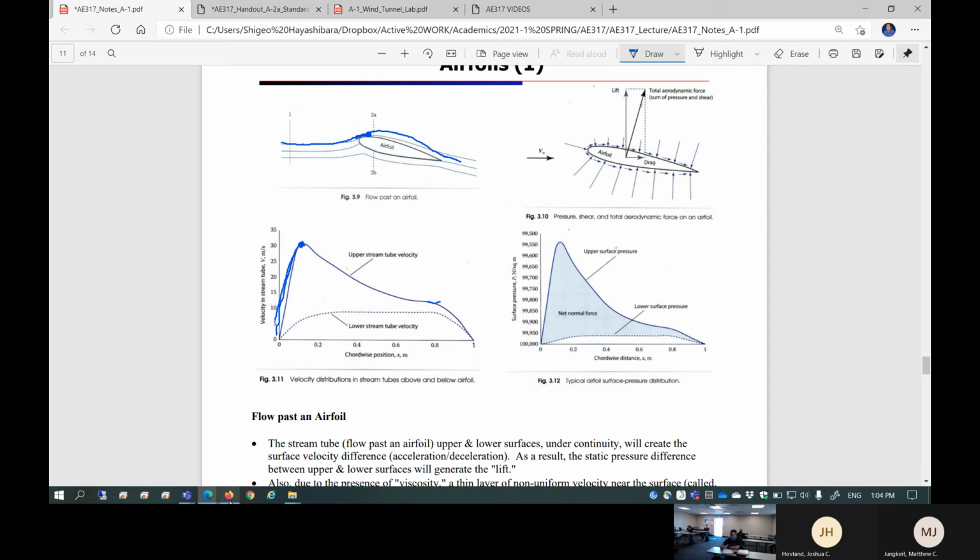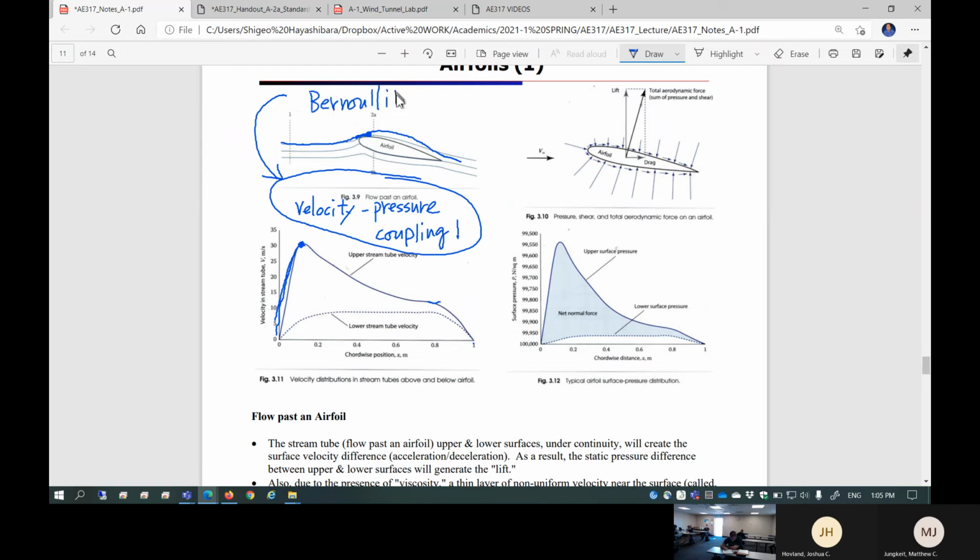and then departs from the surface. Because of the velocity distribution over the surface, have you ever heard of velocity pressure coupling? Velocity pressure coupling. What's that? Have you ever heard of this term? In other words, if you know velocity, you know the pressure. If you know pressure, you know the velocity. What is that? Bernoulli's equation. Velocity pressure coupling.